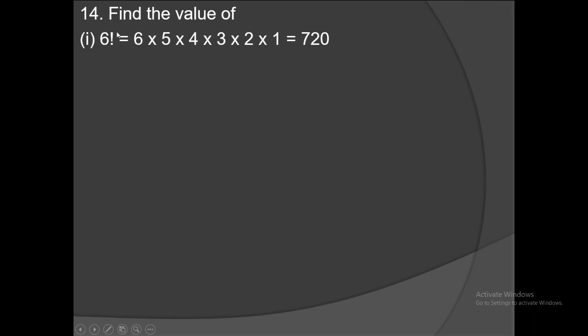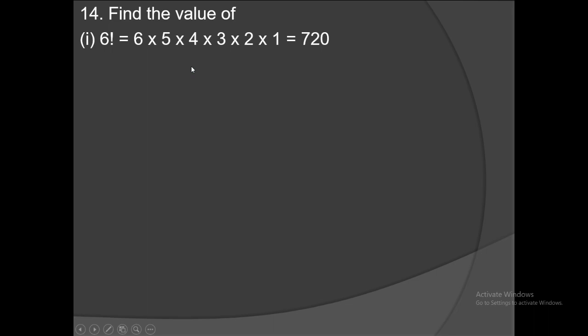6, there is an exclamatory mark, isn't it? So you have to say that as factorial. 6 factorial. Factorial means you have to start from the number given here, which is 6. So 6 into one number less, which is 5, then 4, then 3, then 2, till 1 you have to write it. Can you understand? Starting from 6, reducing one number in decreasing order, till 1. Then multiply all, you will get the answer, which is 720, which is called factorial.